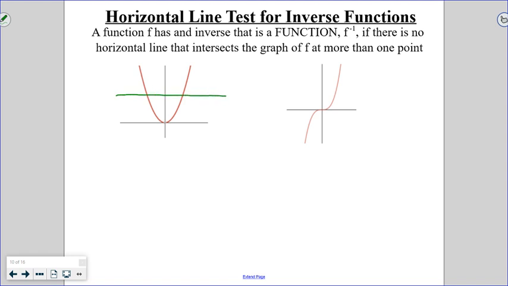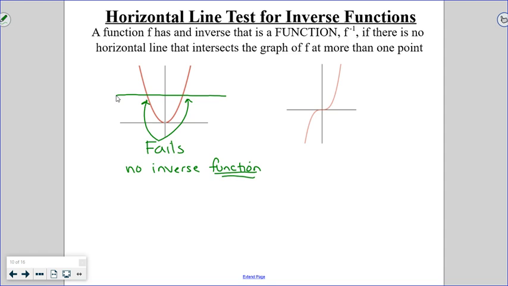If I can run a horizontal line through my graph and hit my graph at more than one point, which I do here, right? That means it fails the horizontal line test. There is no inverse function that exists for that graph.